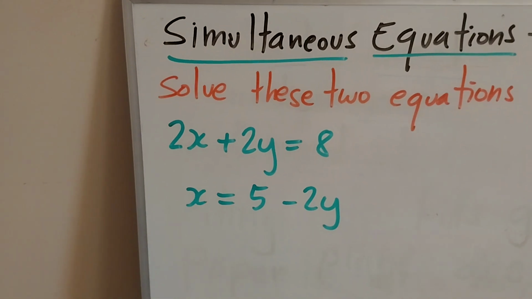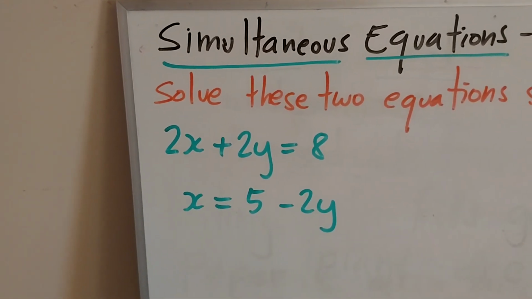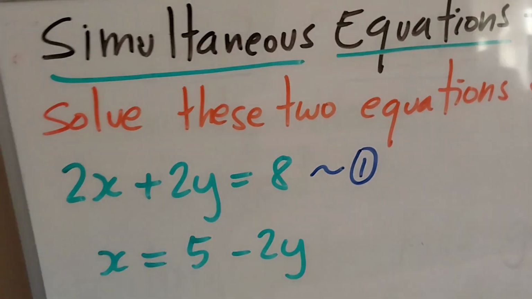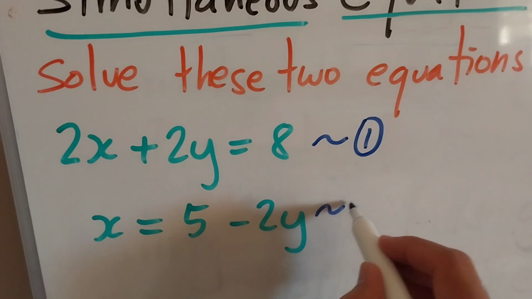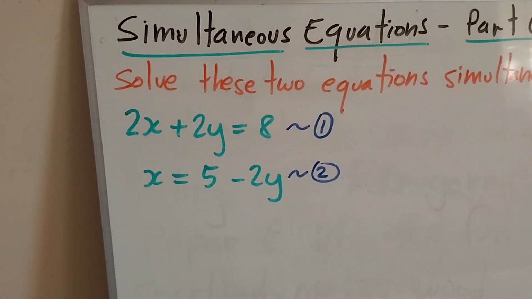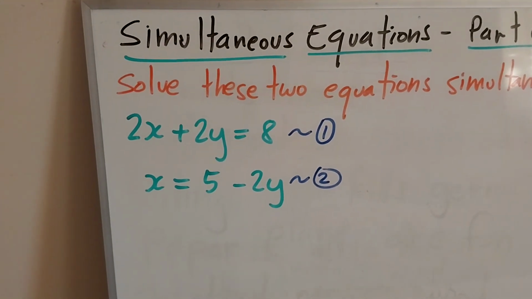Equation number 1: 2x plus 2y equals 8. Equation number 2: x equals 5 minus 2y. So what we do is the first one, we label that equation number 1. The second one, we label that equation number 2. Now there are two ways to solve this. One is called the elimination method. The other one is called the substitution method.